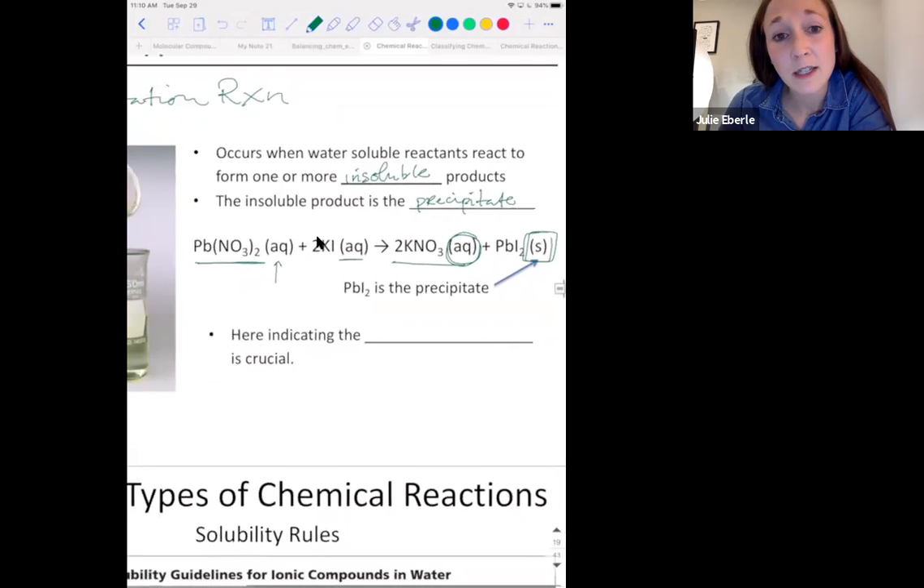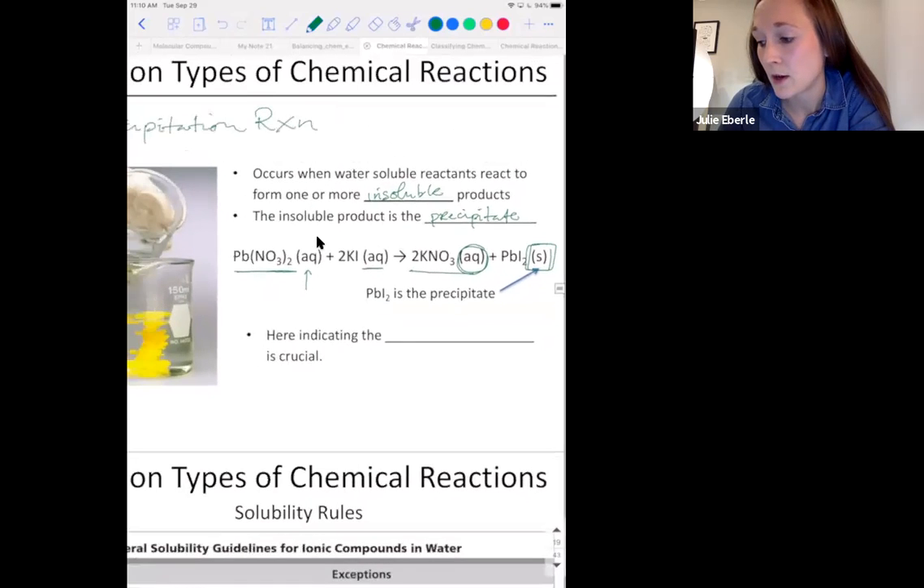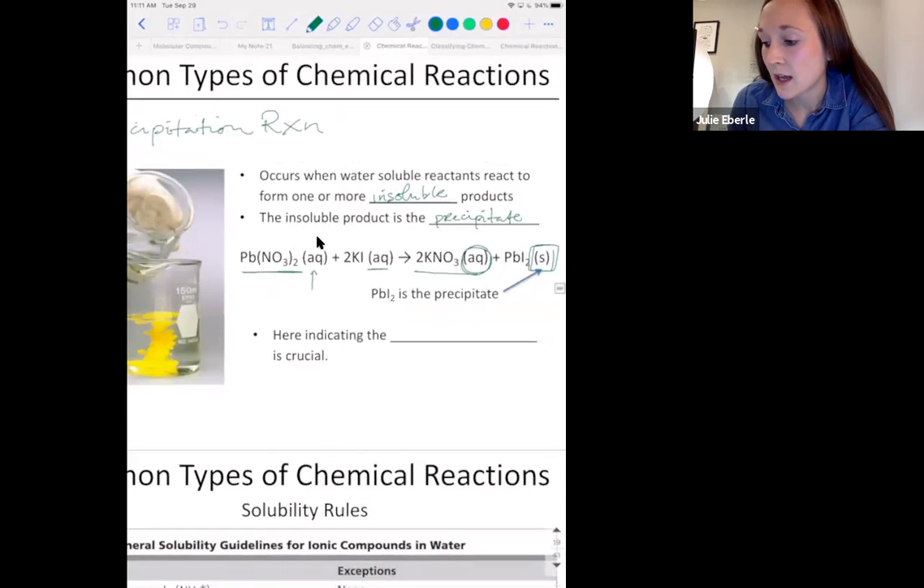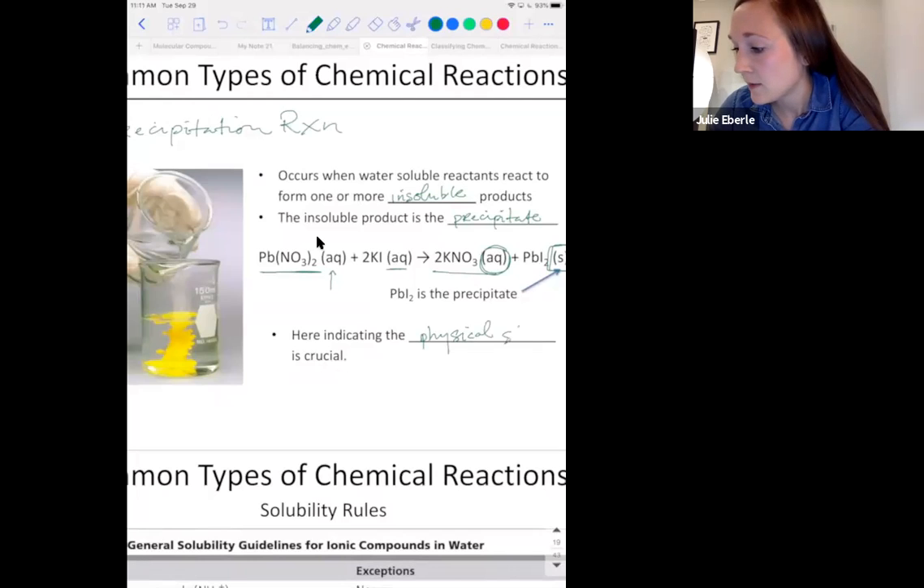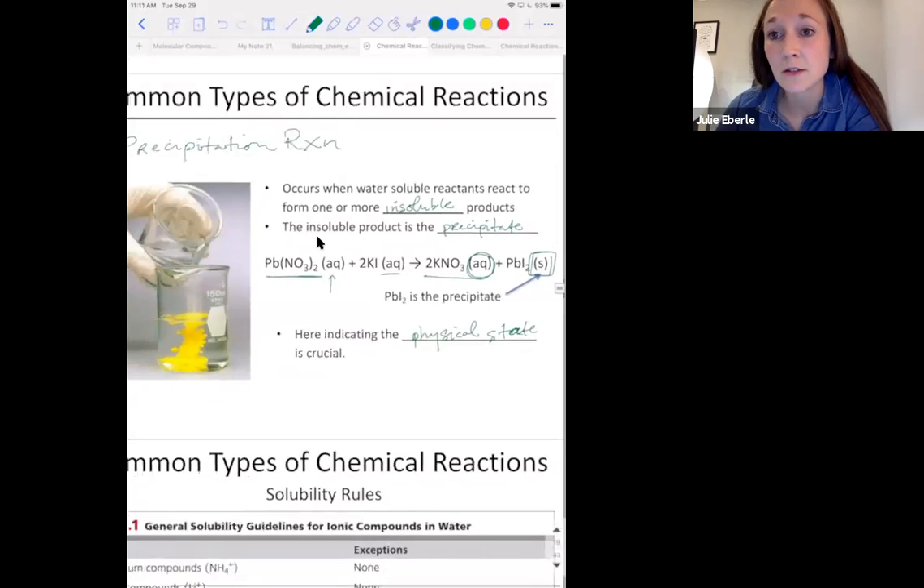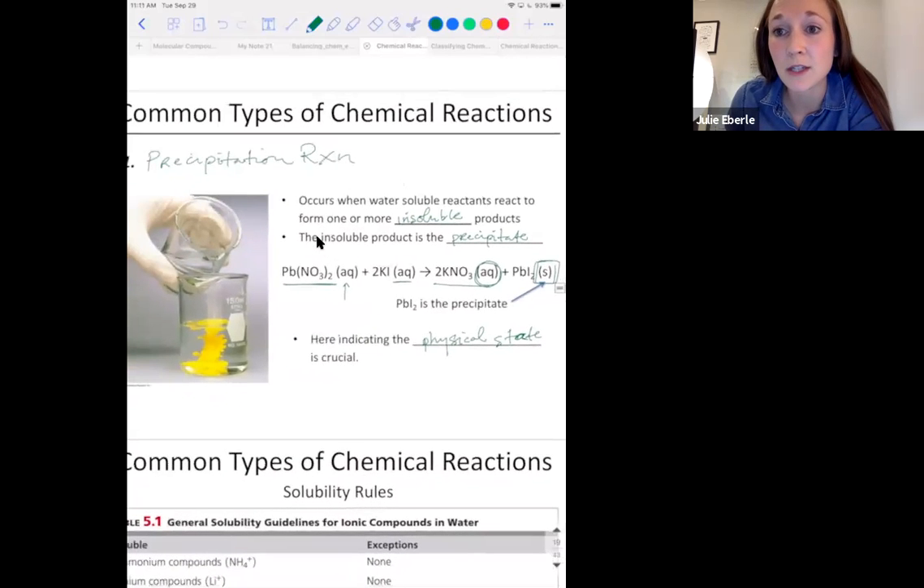Okay, most things with lead are not soluble. So lead iodide is the precipitate, and here I want to make the point that indicating the physical state, those abbreviations after the formulas, are crucial. If we had none of those abbreviations, how else would we know that we have a precipitation reaction? So those are absolutely critical when you are writing a precipitation reaction, or when you're looking at one and you're trying to decide, is this a precipitation reaction or not?